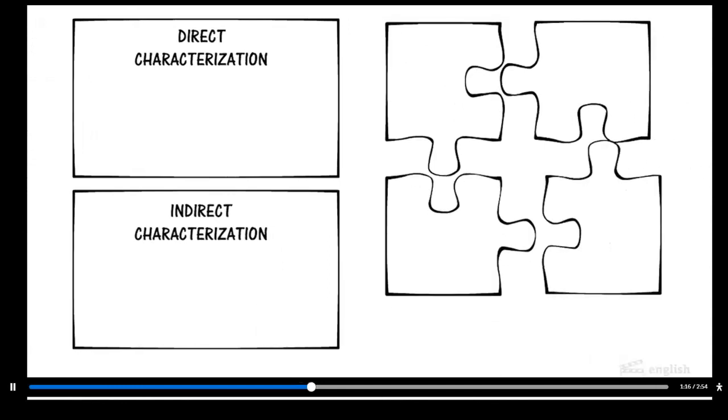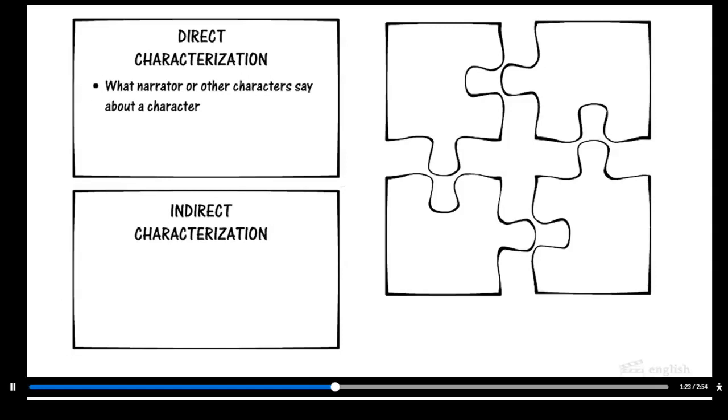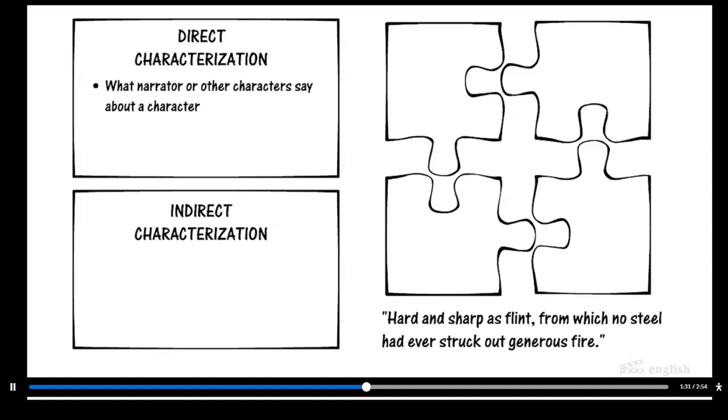We'll split up characterization into two types, direct and indirect. Direct characterization is what the narrator or another character says about a character. In the beginning of the story, the narrator calls Scrooge "hard and sharp as flint, from which no steel had ever struck out generous fire." That means that Scrooge is stingy and mean.